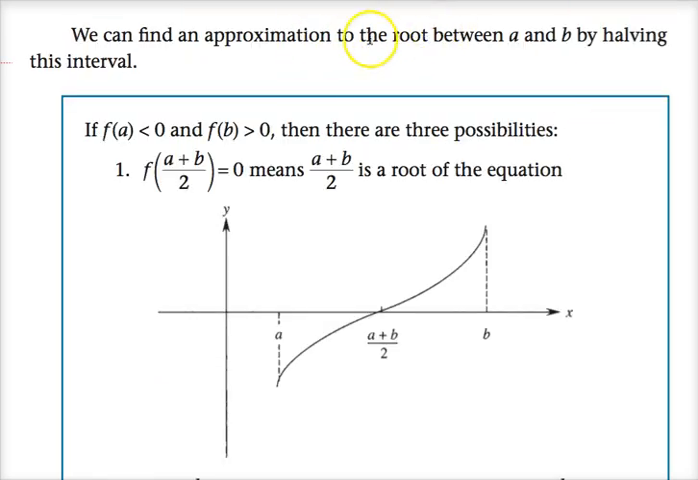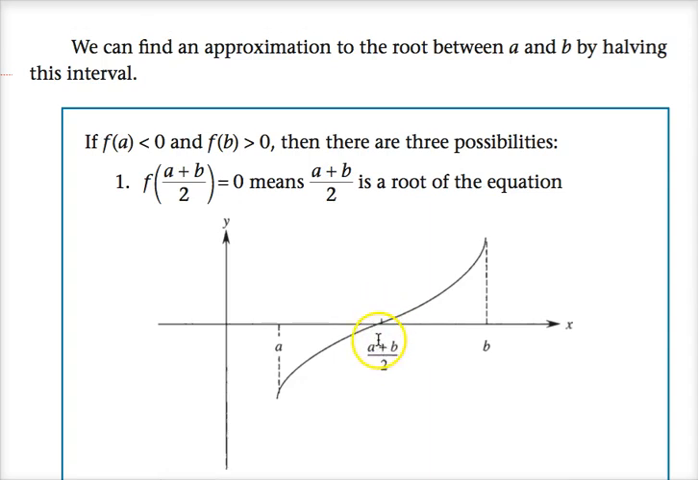Now, the way we find the approximation to the root between a and b is by halving the interval, the most simple method. So here, is function of a negative or positive? Function of b is positive. Look, in this case, it just happens that a plus b divided by 2, which is the midpoint of a and b, happens to be the root of the equation. But girls, that's not always the case. It's actually rarely ever the case. All right? So here, function of a is negative, function of b is positive.